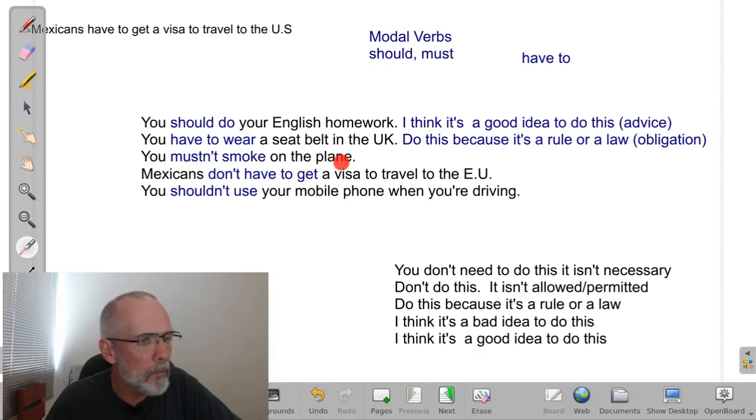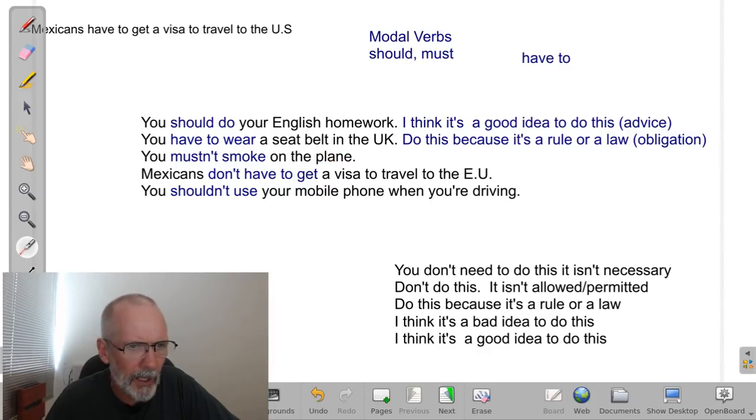You mustn't smoke on the plane. Joseph Delpin says the second one. Rene says the second one. Melissa says it's a bad idea. No, that's not correct. Fabi says number 3 because it's a rule or a law. No, the correct answer is Joseph and Rene and Minklis.